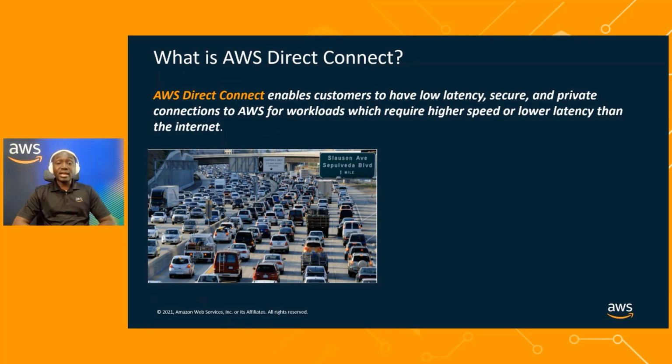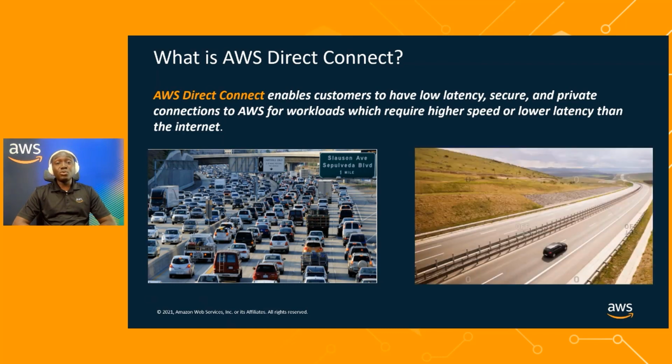What Direct Connect does for you is that we give you a dedicated path, a highway of your own that you can use to send your network traffic to the AWS region. So like you can see to the right, if you have your own highway, you get to wherever you want to go very quickly.